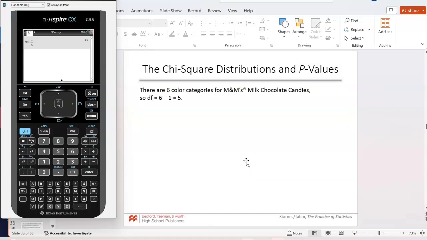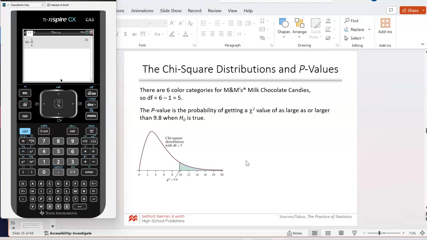There are 6 colors. So the degrees of freedom is n minus 1, so it would be 5. Which means the peak would be about 3, right? And it's going to be skewed right. The p-value is the probability, and the mean would be 5, of getting a chi-squared value as large or larger than 9.8 when the null is true. So what is that chance of it happening?